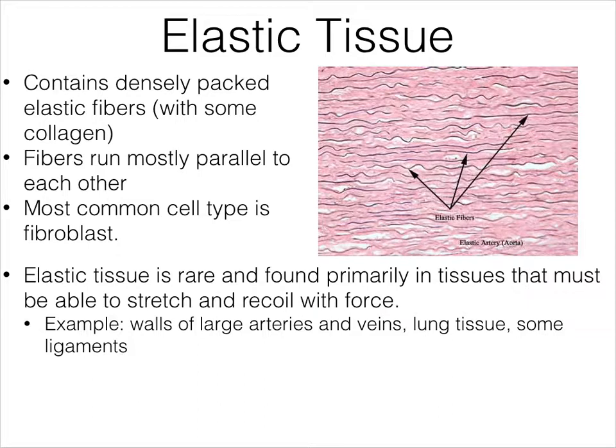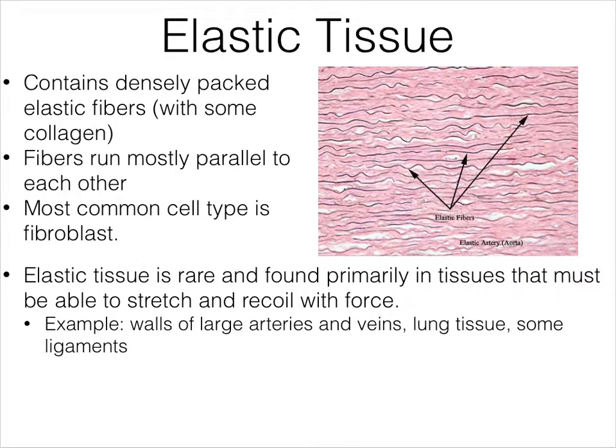Elastic tissue is usually intended to stretch in one direction, or at most two directions, not three usually. And so the function is to provide a stretchy, recoiling tissue, and the fibers therefore run parallel to each other. They aren't just running off in random directions. They're all basically running the same direction. High density of elastic fibers.